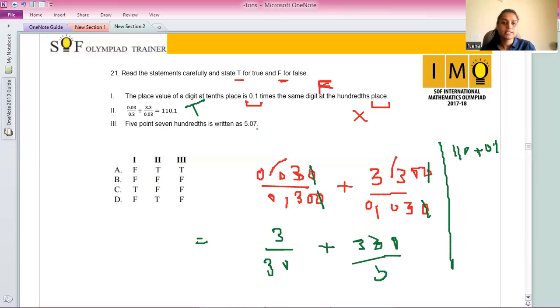5.07 is written as this. Yes, it is written as this because this is 5 plus 7 upon 100, that means 5 plus 0.07. So this statement is also true. The first statement is false and the rest are true. So option A is your correct answer, guys. This is all from my side for today. Have fun. Thank you so much.